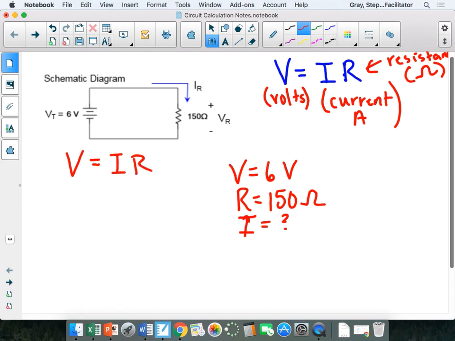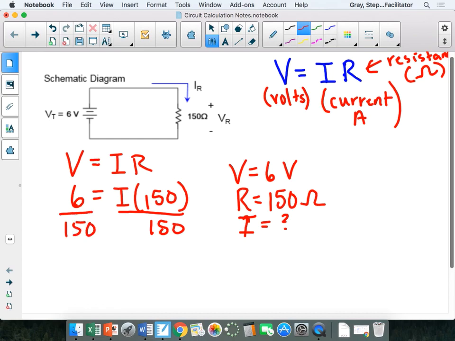milliamps. Okay, so substitute the 6. We don't know I. There's 150. Divide by 150. So that's the biggest thing on this. A lot of you guys want to do 150 divided by 6 because you think you should always take the big number and divide it by the small number. Okay, it's okay to get decimals.